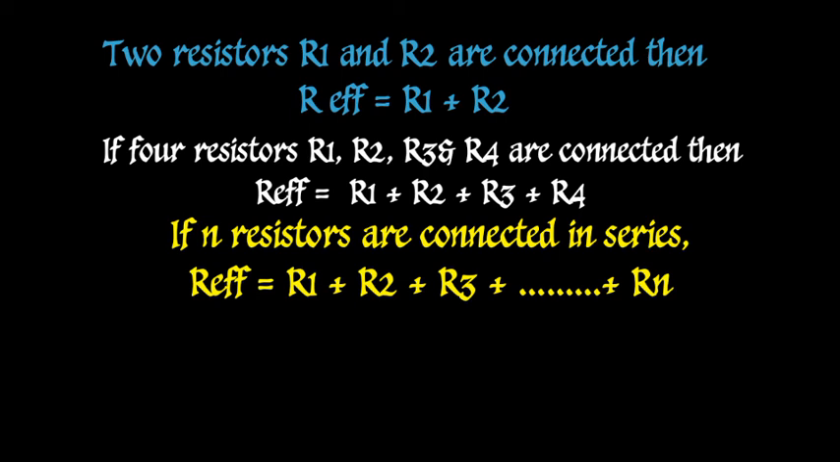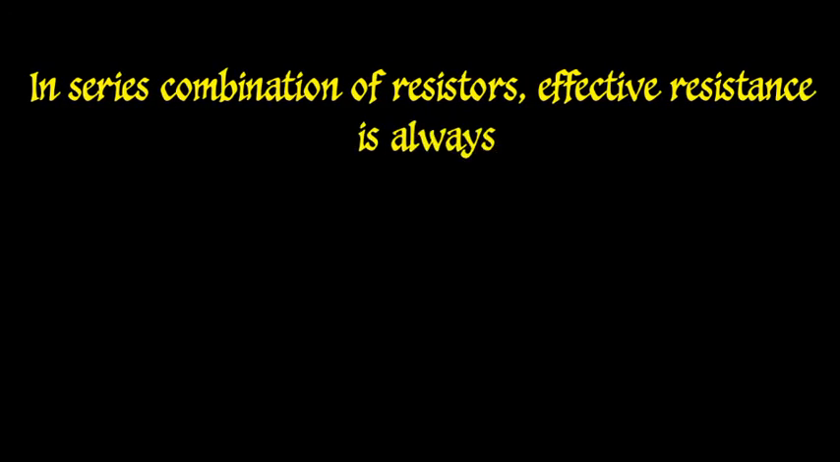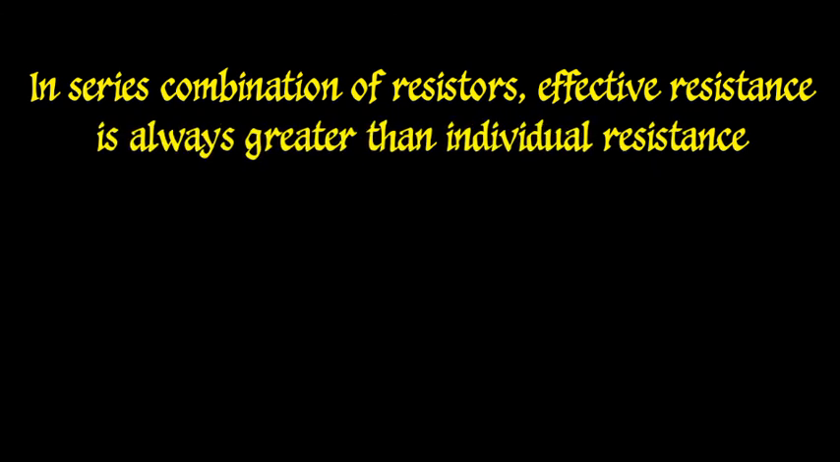In the case of a series combination, the effective resistance is the sum of the individual resistances. In a series combination, the effective resistance is always greater than any of the individual values. The total resistance of the circuit should be greater than any of the individual values in that circuit. That is, in the considered circuit, R effective should be greater than R1, greater than R2 and greater than R3.